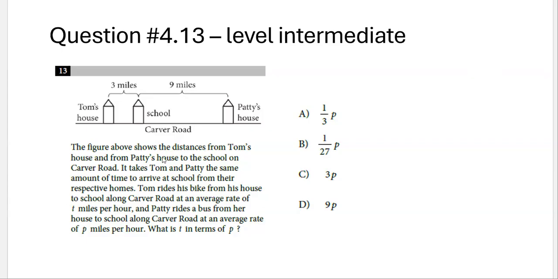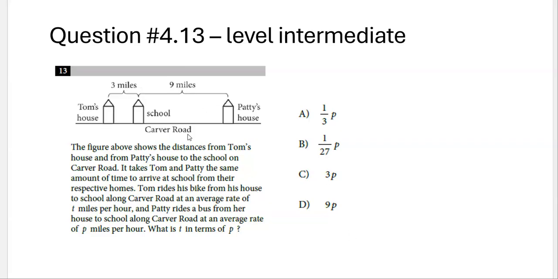Figure above, distances. It takes Tom and Patty the same amount of time. Tom rides his bike from his house to school along Carver Road, average rate of T miles per hour. Patty rides a bus from her house to school along Carver Road, average rate of P miles per hour. What is T in terms of P? Okay, so we kind of needed to read this in this particular problem. And then here are the choices, okay?